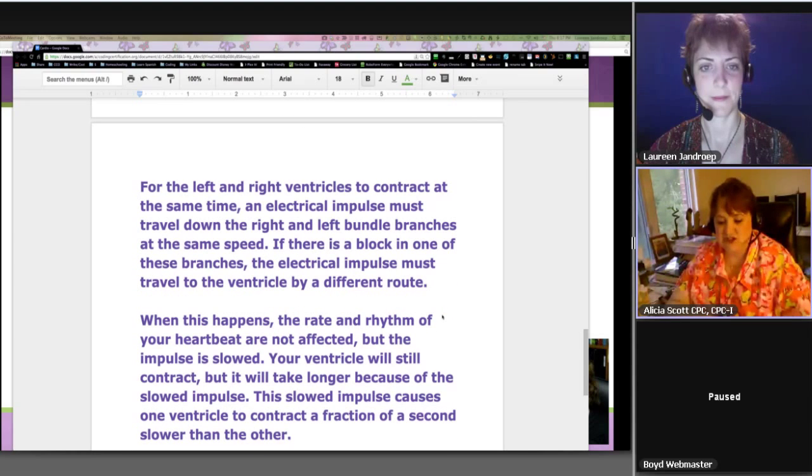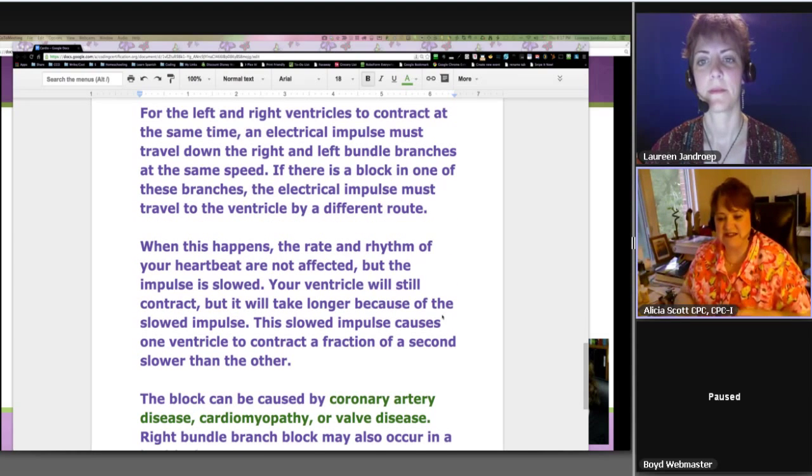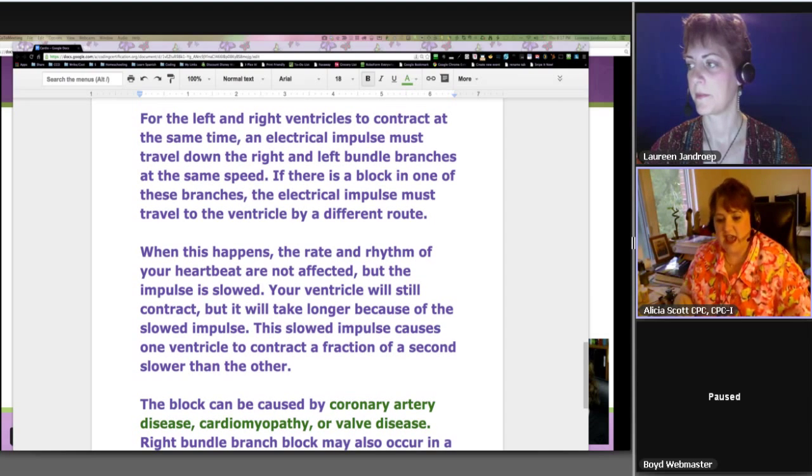Okay, so for the left and right ventricles to contract at the same time, that electrical pulse has to travel down the right and left bundle branches that we saw, that little fork, at the same speed. Now if there's a block in one of these branches, the electrical impulse must travel to the ventricle by a different route, which is going to mess everything up. When this happens, the rate and the rhythm of your heartbeat is not affected, but the impulse is slowed. Okay, so your heart is pumping at the same rate, but that little electrical current is slowing down, and that is going to cause some problems.